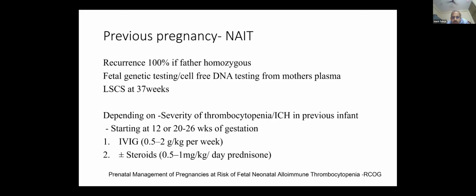Starting IVIG depends on the severity of thrombocytopenia and ICH in the previous pregnancy. If it was severe enough, then we have to start at 12 weeks, but usually we start at 20 to 26 weeks. IVIG is usually given weekly, and steroids may be added.